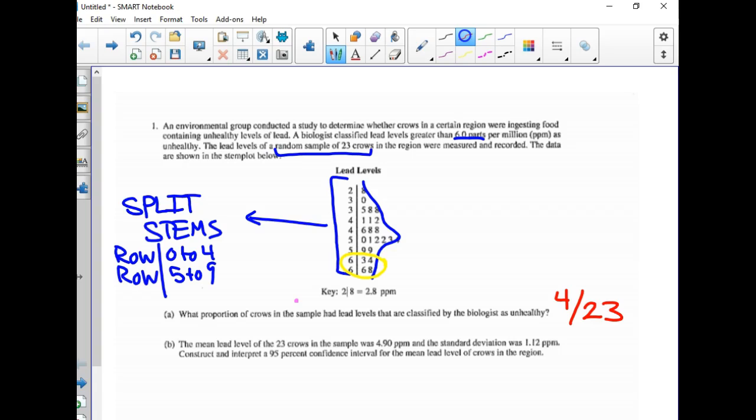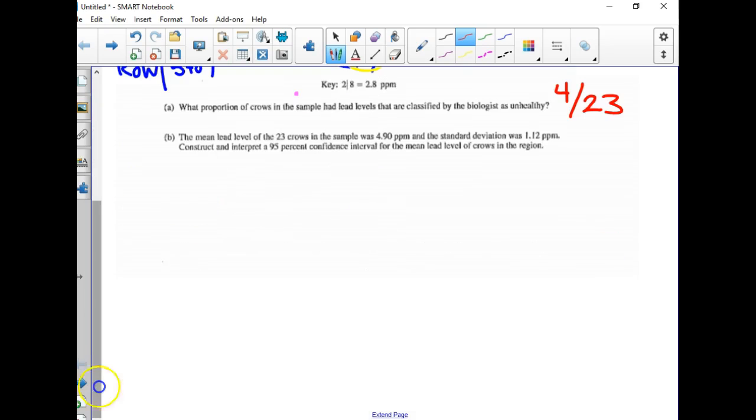All right, the next one, B, says the mean lead level of the 23 crows in the sample was 4.9 and the standard deviation was 1.12. Construct and interpret a 95% confidence interval for the mean lead level of crows in this region. Do you have room on the back? No, you don't. You might want to grab a sheet of paper out here, unless you write really small. I just don't think there's enough room, but it's up to you. Depending on how you write, if you're typically a large writer, otherwise plan to write small here. For the state plan, do conclude, you use those all for intervals and tests.